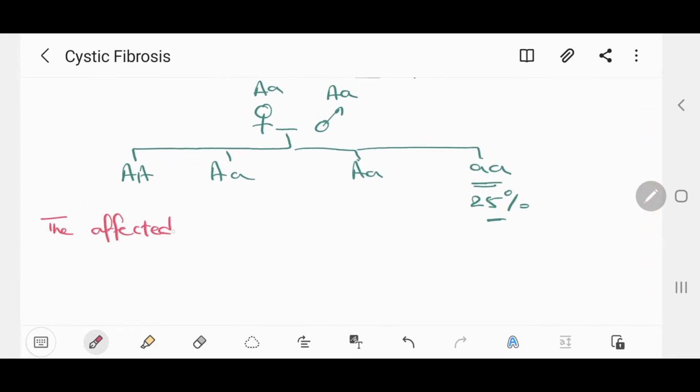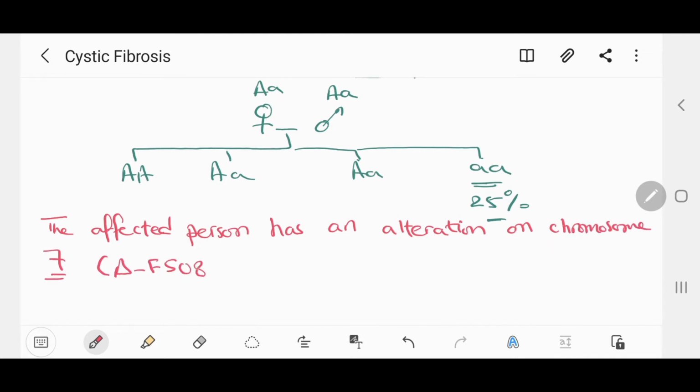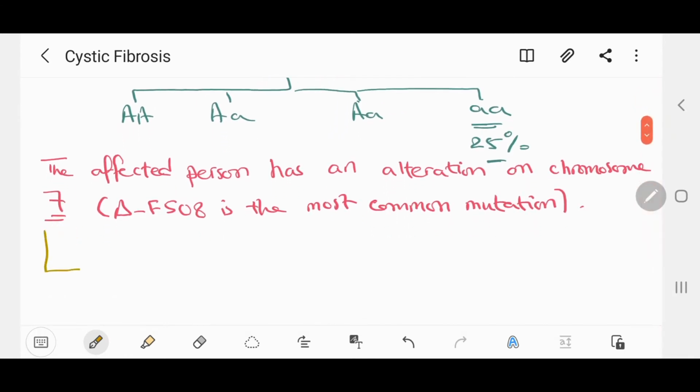So the affected person has an alteration on chromosome 7, being the delta F508, the most common mutation. So this is the most common mutation. This alteration leads to the misfolding of the cystic fibrosis transmembrane receptor protein, CFTR for short.